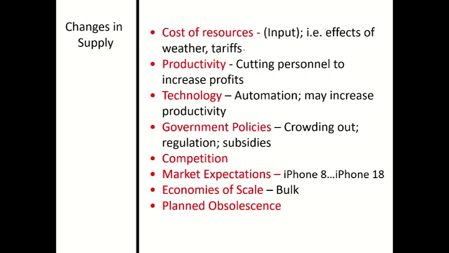And government policies, we spoke about crowding out, where the government can take over a certain market, and then other people can't compete. So, like construction, if the government's building a road, and they use their own city employees instead of contracting with a private contractor, that can reduce the amount of public contractors. Regulations, subsidies, things like that. Competition, people can out-compete you.